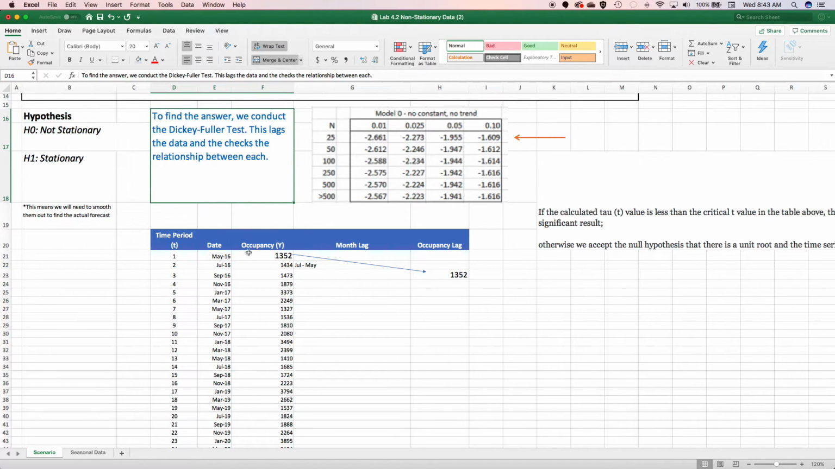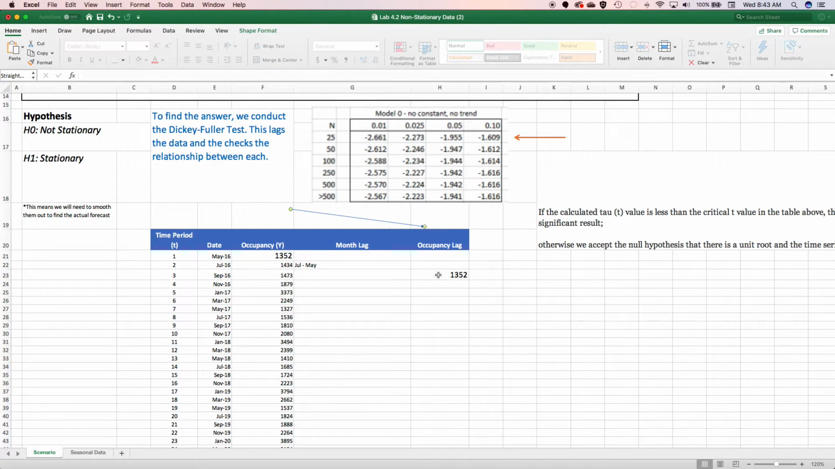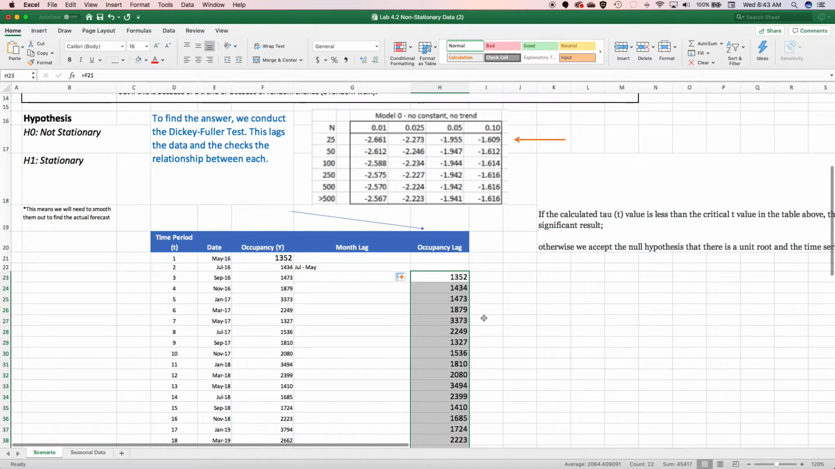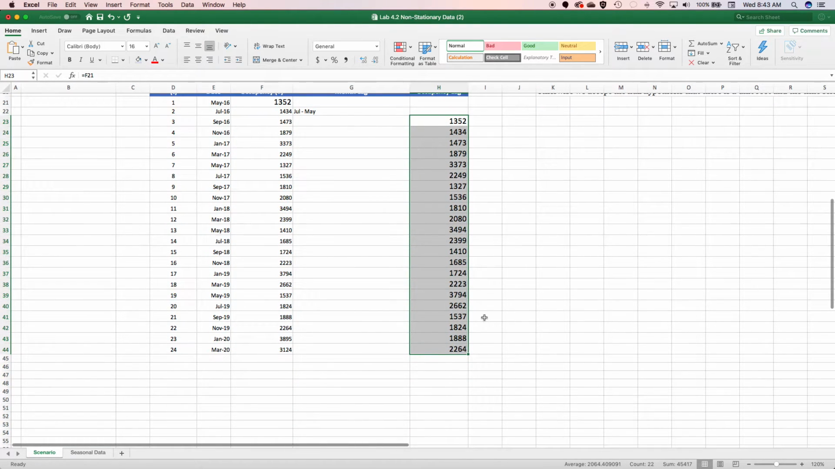So we take this occupancy rate and we pull it here to the occupancy lag. Right? And so the way we do that is we simply say equals, in cell H23, we'll say that it equals F21. And then we autofill from there. Okay? Simply double click and it will autofill all the way to the bottom.